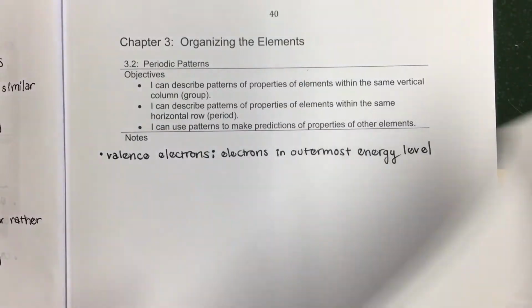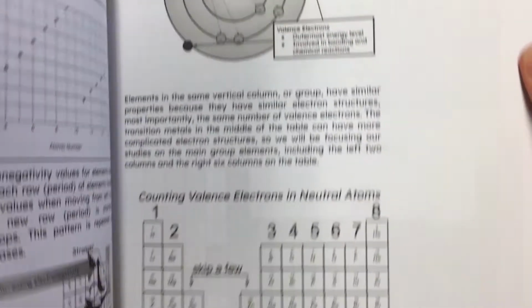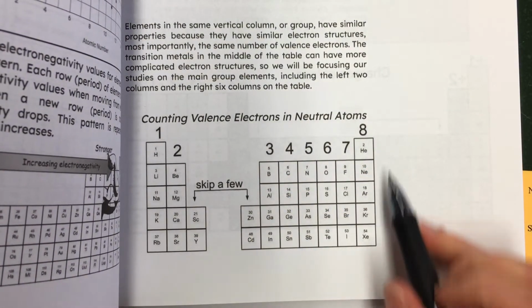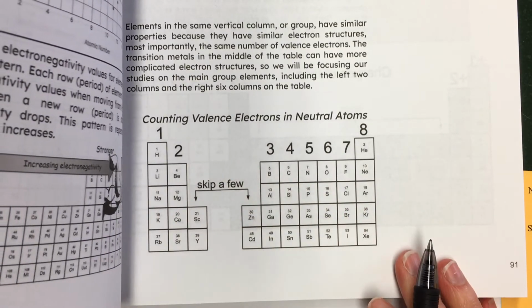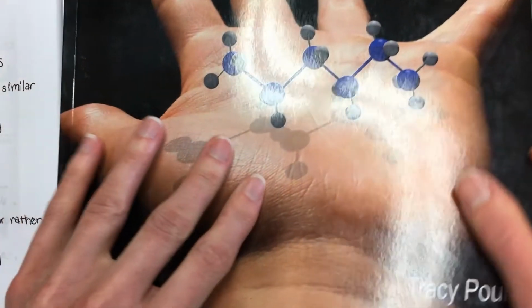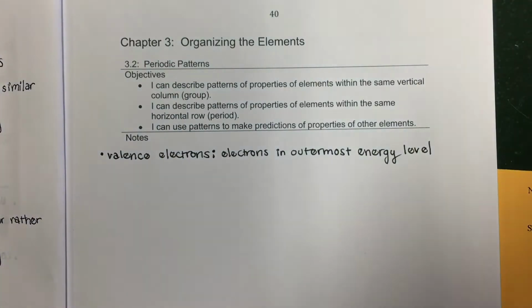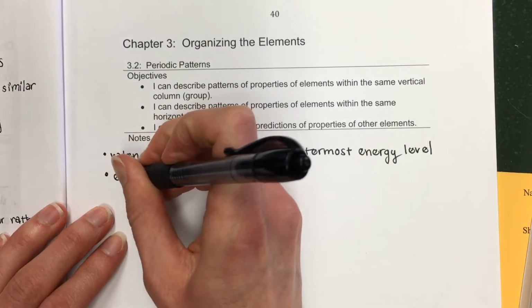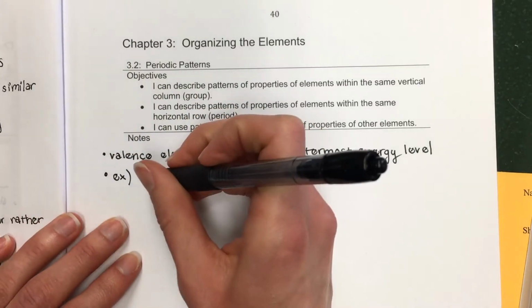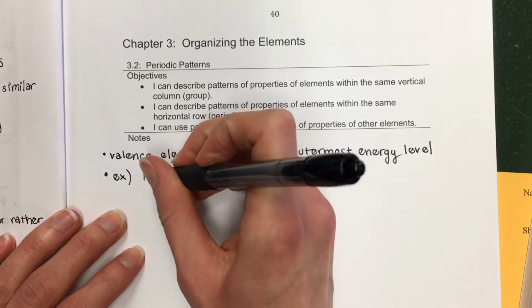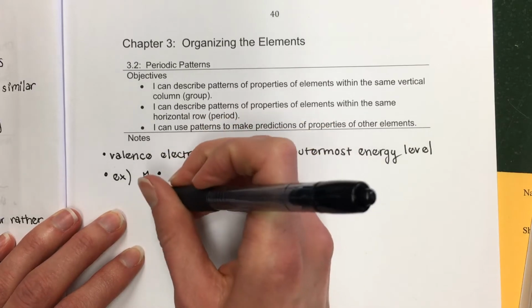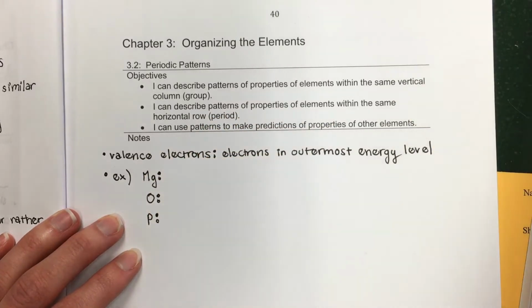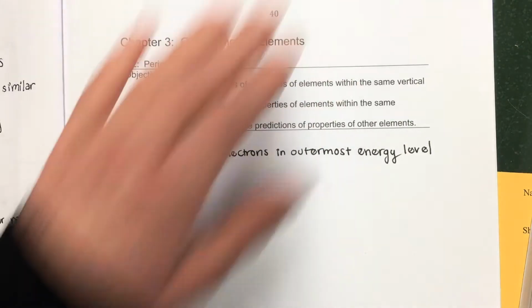There's a diagram in your book on page 91 that shows this. It shows the valence electrons for all of these different elements. Okay, so super easy to figure out the number of valence electrons for different elements. Let's do just a few examples. See if you can figure out the number of valence electrons. We're going to look at magnesium, oxygen, phosphorus, and gallium.